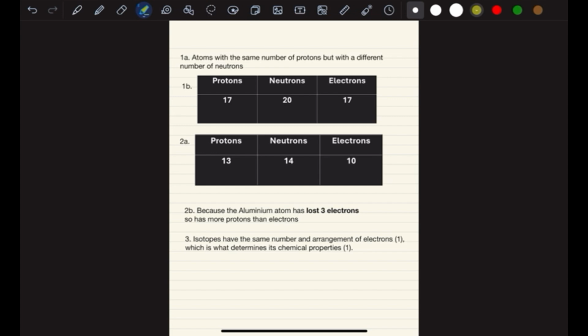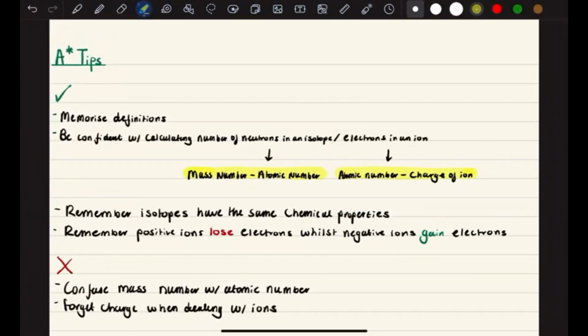So I hope those explanations have been clear. Again, any questions, just leave them in the comments and I'll do my best to address them. We're coming to a close for this lesson, but I just wanted to leave off with the A-star tips. So things that you can 100% do: memorize the definitions. Really, really important. Really easy marks to pick up in your exam.